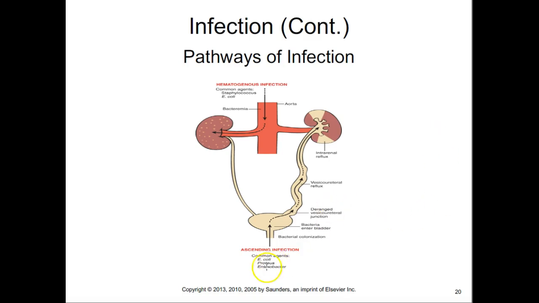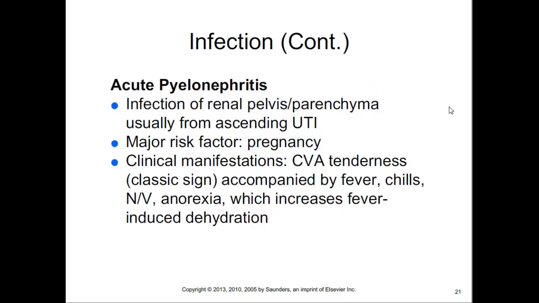All right, so ascending infection first, sorry. Most commonly E. coli, Proteus, or Enterobacter, and then eventually, due to this reflux moving upward, it can reach the kidney, and then we're going to have a kidney infection. Then you may also have a hematogenous infection, so you have an infection that came from the blood and is now making its way to the kidney, and that's mostly Staphylococcus or E. coli infections.